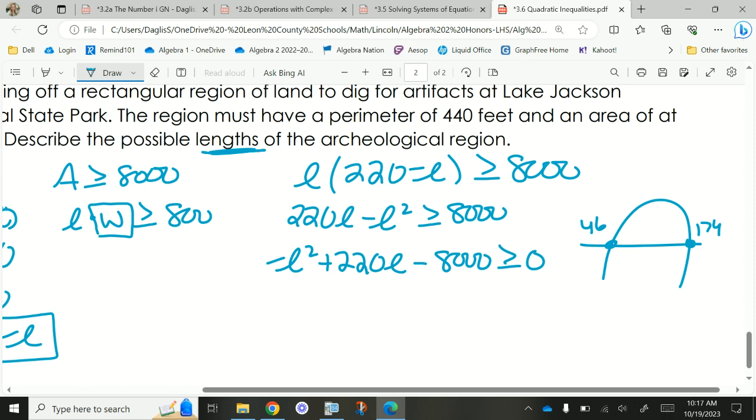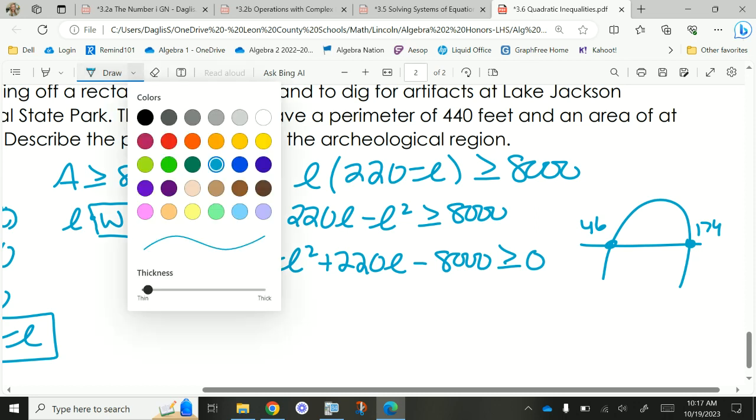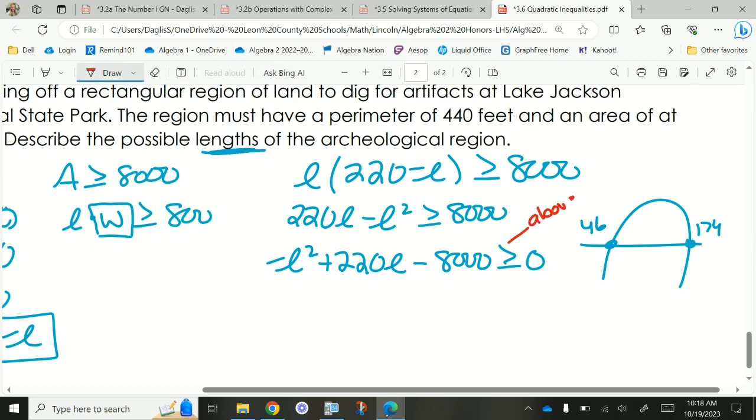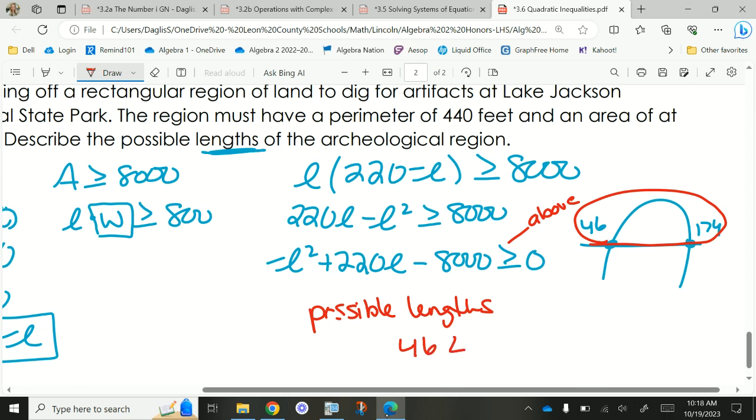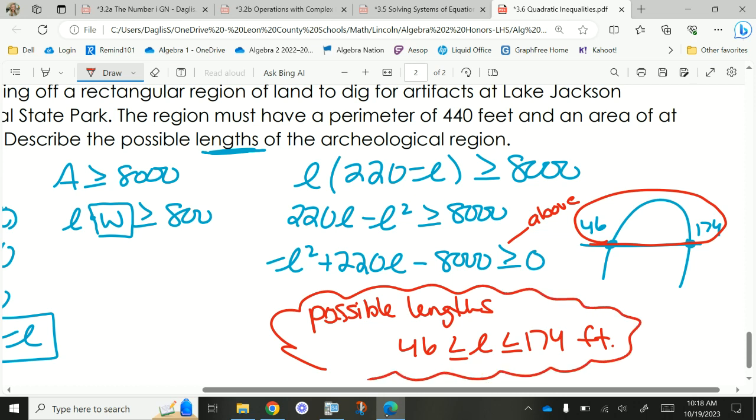So are we looking where my parabola is above or below? I heard it. Say it again. Someone said it over here. Above, yes. So we're looking here. So we're in between. So my possible lengths are going to be in between 46 and 174 feet. Like that.